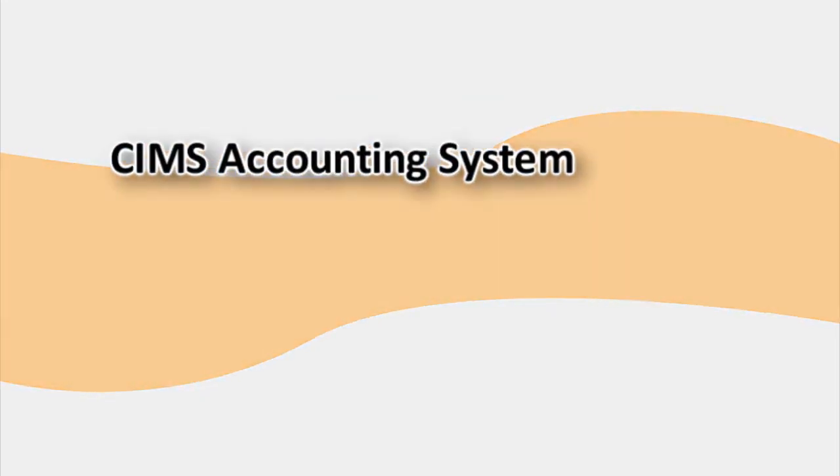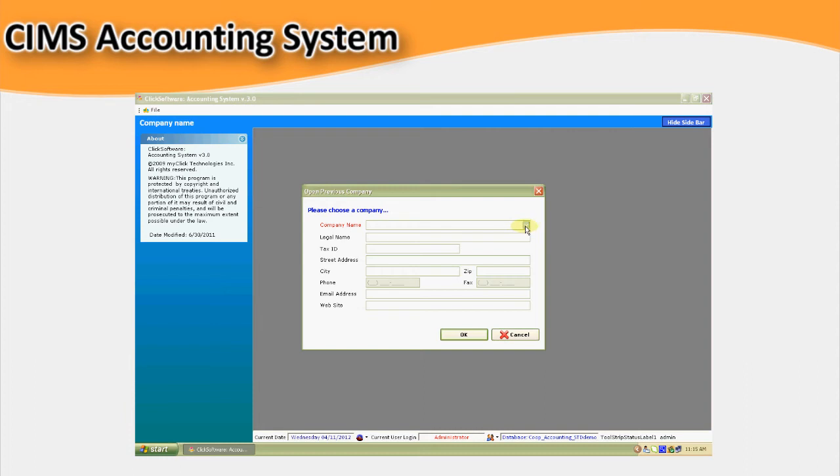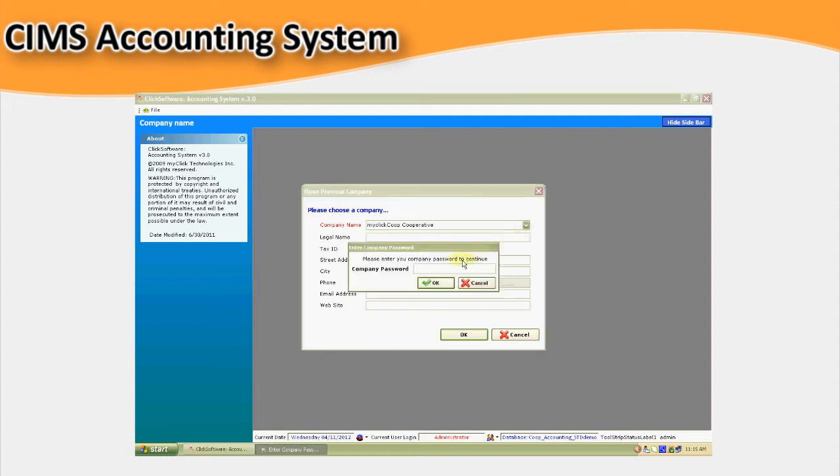SIMS Accounting System. Go to Cooperative Accounting System. Click File, click Open Previous Company. Company information window will be displayed. Click Company Name, then select company you want to overview. Enter the company password to continue. Then click OK to get started.